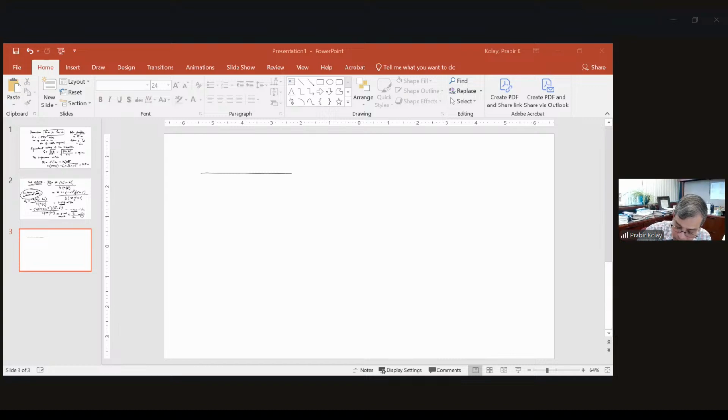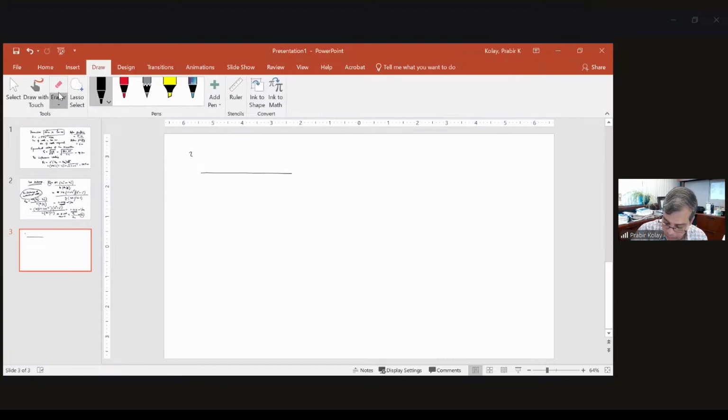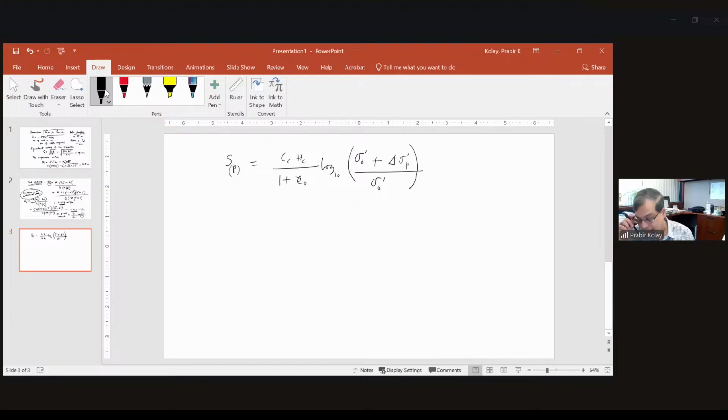So primary consolidation settlement, the settlement due to the primary consolidation is given by this equation: Cc times H, the height of the clay layer, over 1 plus e naught, the initial void ratio, times log base 10 of sigma naught prime plus delta sigma pressure divided by sigma naught pressure. So easily you can calculate that. How much is that?